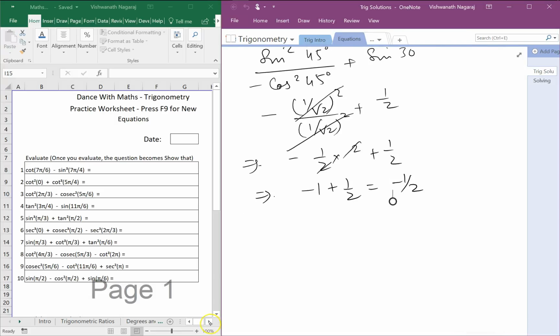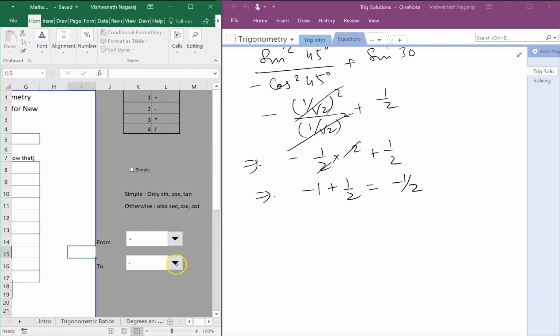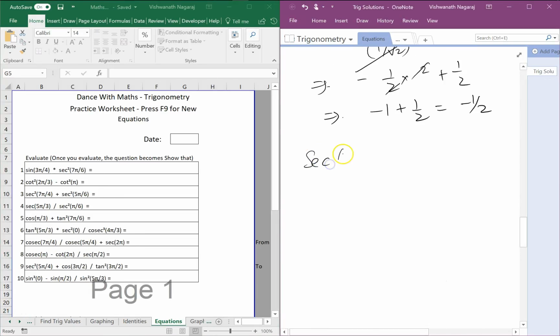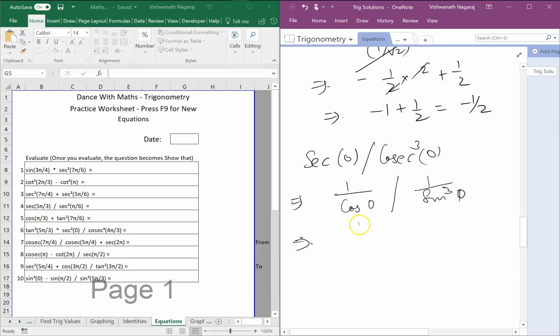Okay. By the way, it need not be only addition and subtraction. It could be any of the operations, right? So let's do sec 0 divided by cosec cube 0. Now you know sec is 1 by cos and cosec 0 is 1 by sine. 1 by cos 0 is 1. Sine 0 is 0. 1 by 1 is 1 divided by 1 by 0 is infinity. And 1 by infinity is equal to 0.